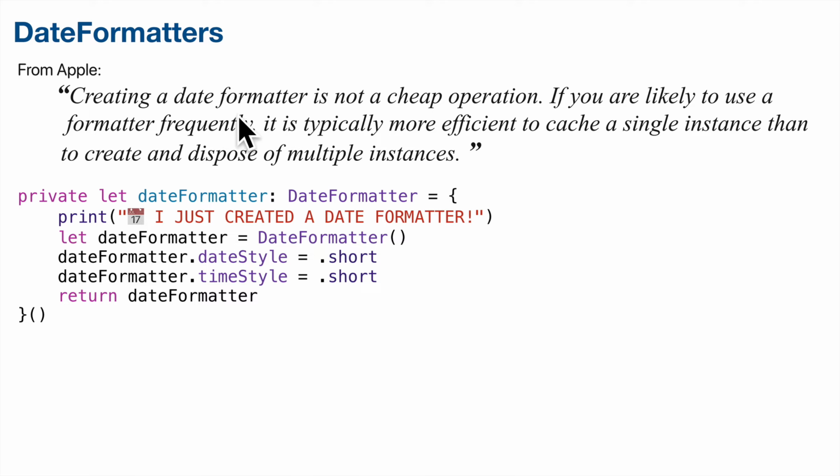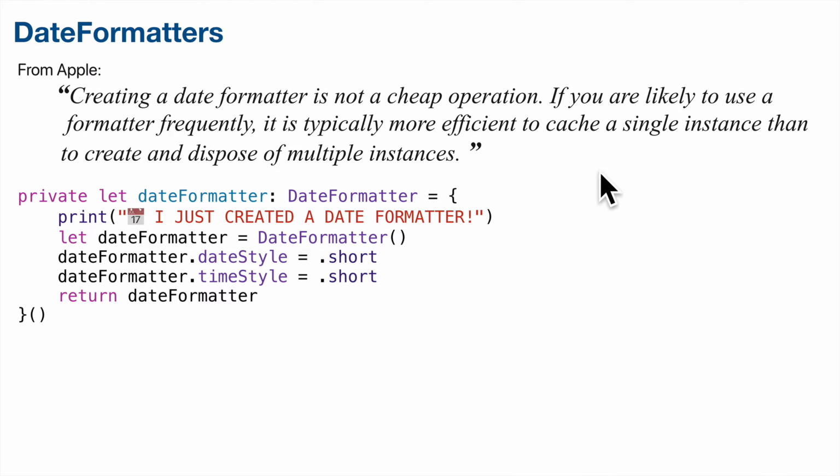Now here's one last thing to be aware of. Apple warns in their documentation that creating a date formatter is not a cheap operation. That means it actually takes a little bit of time and takes some processing power as well. So if you're likely to use a date formatter frequently, it's typically more efficient to cache, meaning save, a single instance than to create and dispose of multiple instances.